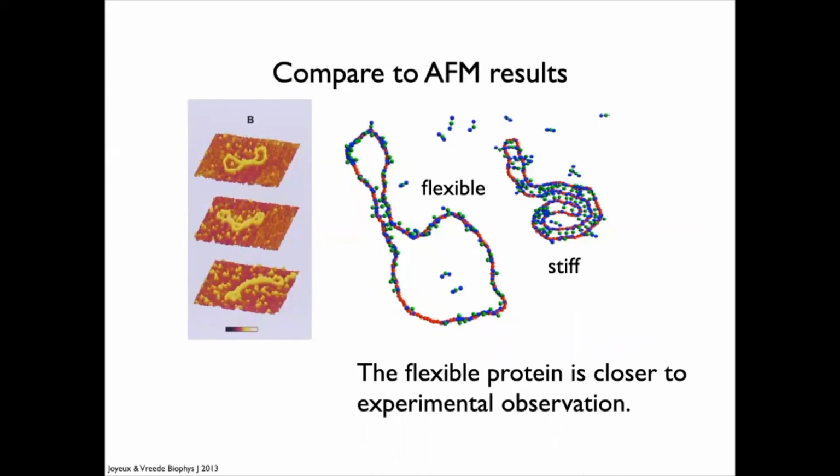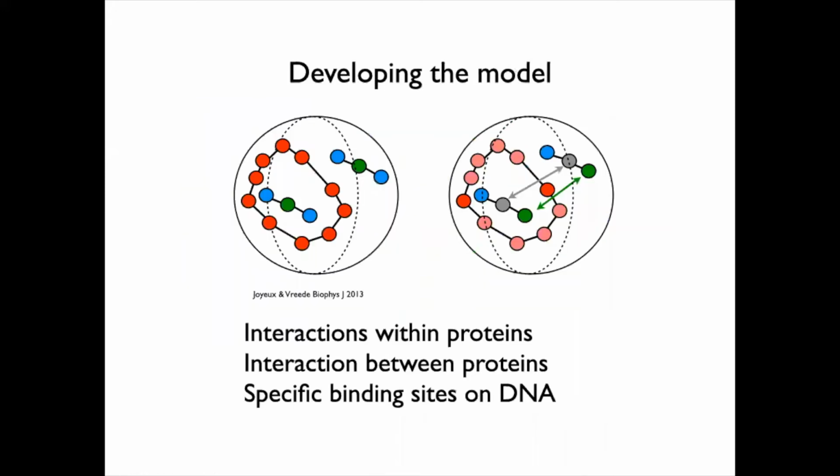I know this is all very hand-wavy, but otherwise I won't have time. Because this was still a very simple model, and now we want to actually tune all these interactions within the protein, so this bending potential. I just said flexible and stiff. It basically meant that I have set some parameter to either a very high value or a low value.